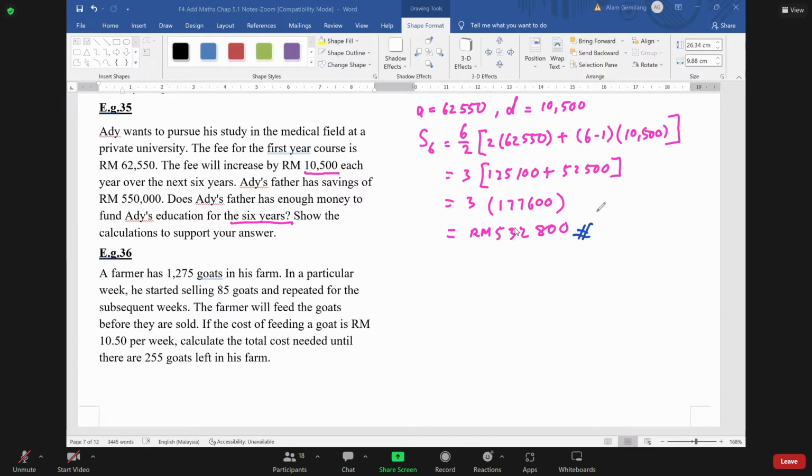Okay. So this is the answer for 35. Okay, 36. Same thing you saw. A farmer has 1,275 goats in his farm. In a particular week, he started selling 85 goats and repeated for the subsequent week. The farmer will feed the goats before they are sold. If the cost of feeding a goat is RM 10.50 per week, calculate the total cost needed until there are 255 goats left in his farm.